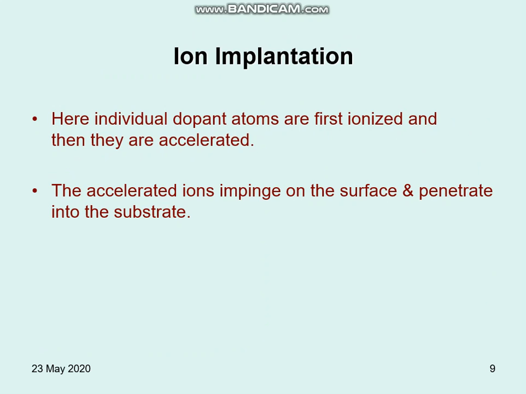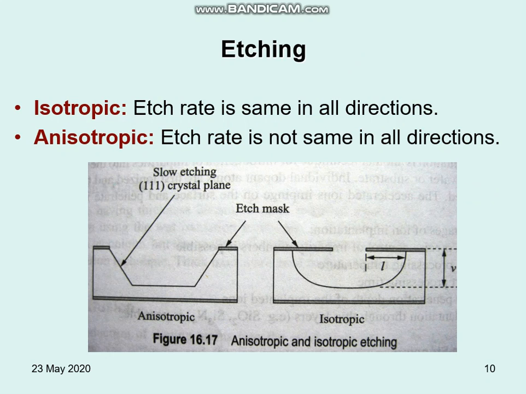Here the individual dopant atoms are first ionized, and then they are accelerated. The accelerated ions then impinge on the surface and generally penetrate into the substrate. So this is the basic phenomenon of ion implantation. And finally etching, it is a continuous approach.